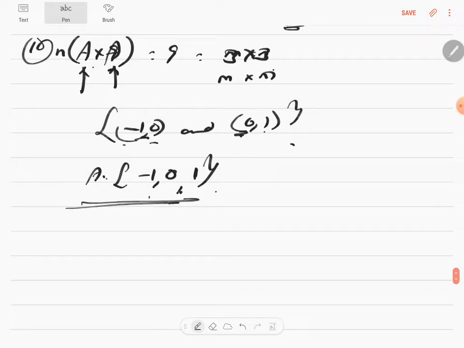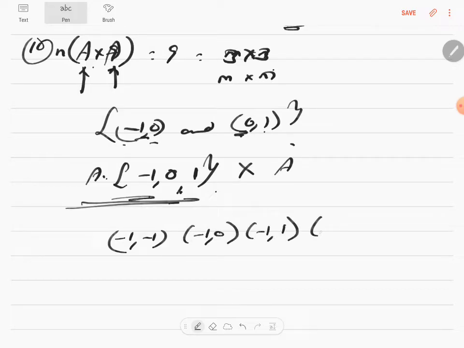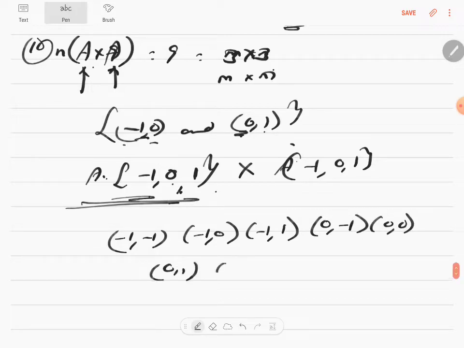Find the remaining elements of A cross A. So this is A. You're going to cross it with A, which is (-1, -1), (-1, 0), (-1, 1), (0, -1), (0, 0), (0, 1), (1, -1), (1, 0), (1, 1). So list everything and see what is missing.